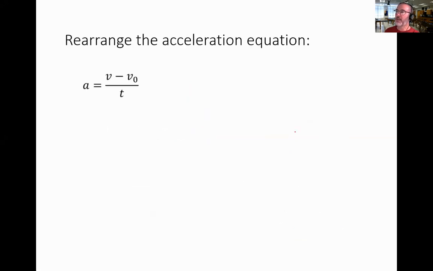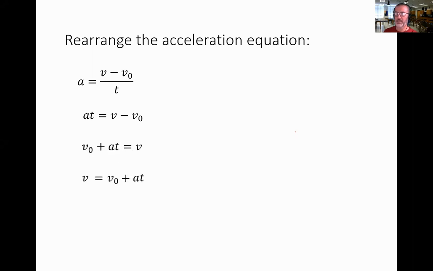So now we're going to take that equation, and the first job is just going to be to rearrange that acceleration equation. If I take that and multiply both sides by t, I wind up with at equals v minus v0. And then I can rearrange that and pull the v0 over by itself. And so I have v0 plus at if I move the v0 over to the other side. And then I'm going to rearrange one more time, and I'm going to get v is v0 plus at.